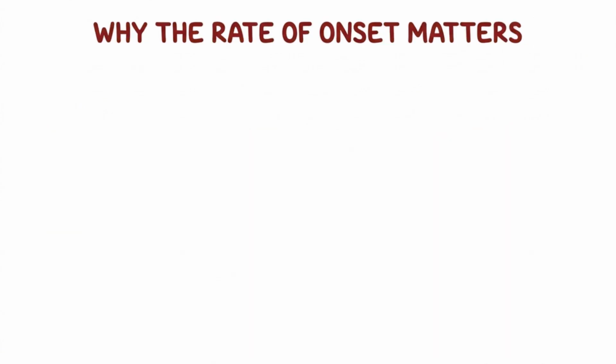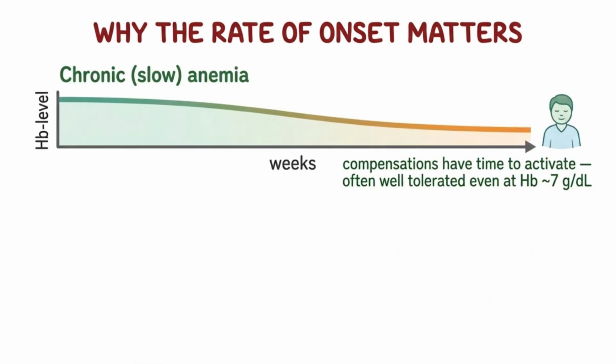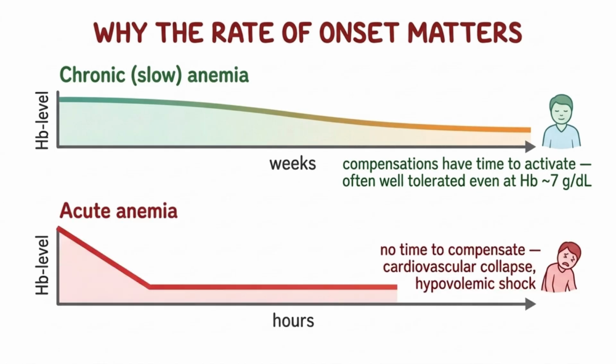Now, here is another very important point: the rate at which anemia develops matters. A patient with slowly developing chronic anemia can sometimes tolerate a surprisingly low hemoglobin, up to 7 gram per deciliter. Why? Because the body has had time to compensate. But what if the same degree of anemia develops suddenly? For example, because of acute blood loss, there is not enough time for these compensatory mechanisms to fully activate. The patient can rapidly develop cardiovascular collapse and hypovolemic shock.